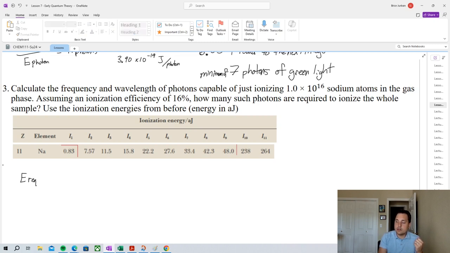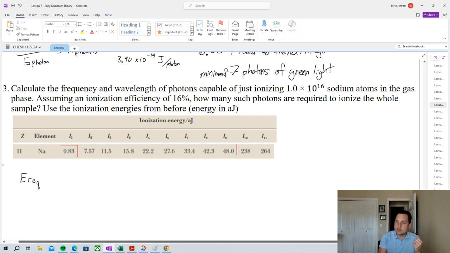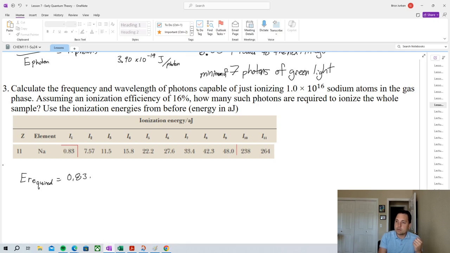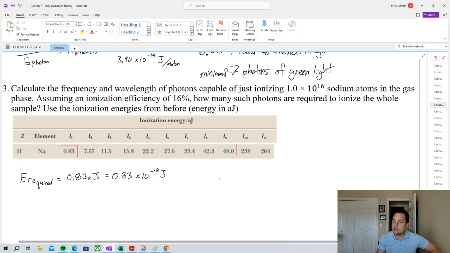So the energy required, which is 0.83 times 10 to the negative 18 joules. What we then can do from here is convert this into frequency and wavelength using the Planck-Einstein equation above.